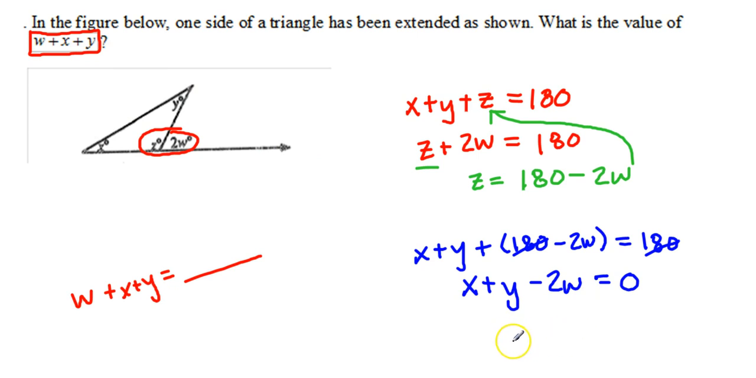Well, I can add 3w to either side. When I do that, I end up with x plus y. And again, we're adding 3w. Whatever I do to one side, I'll do to the other. Plus w, which is what I want, is equal to 3w. And that's it.